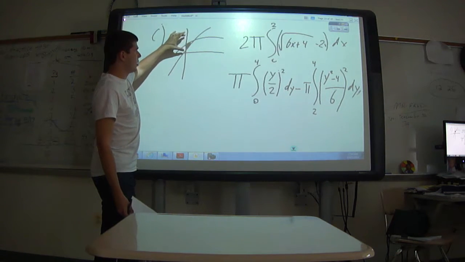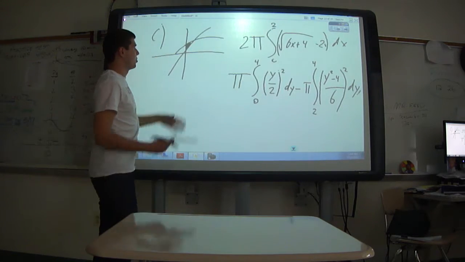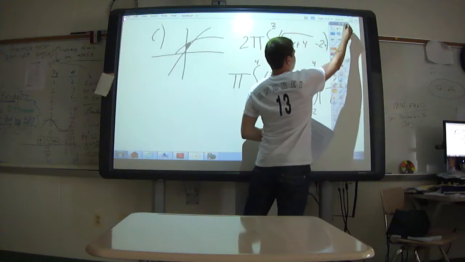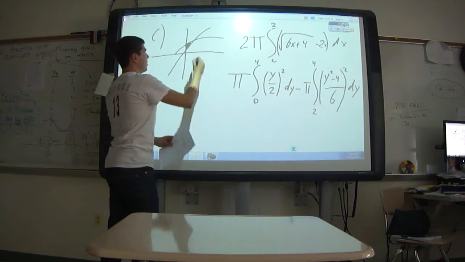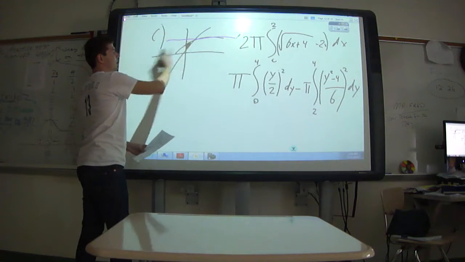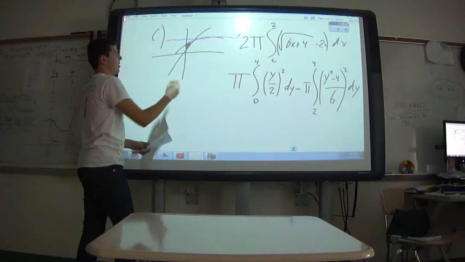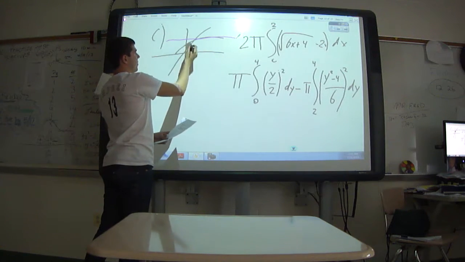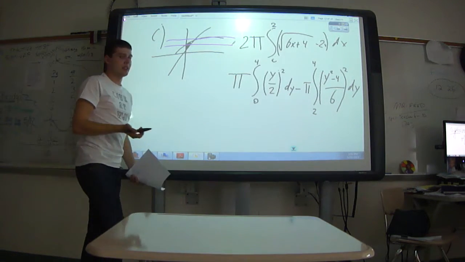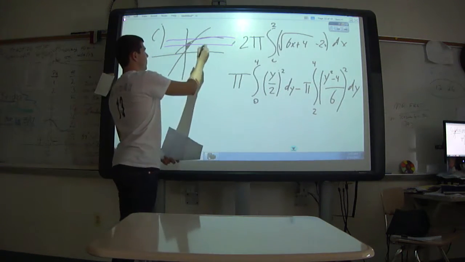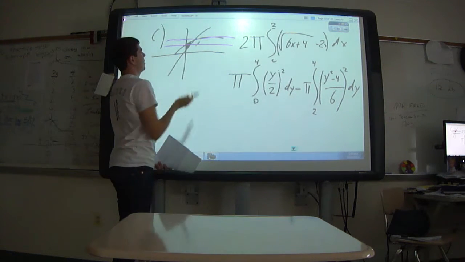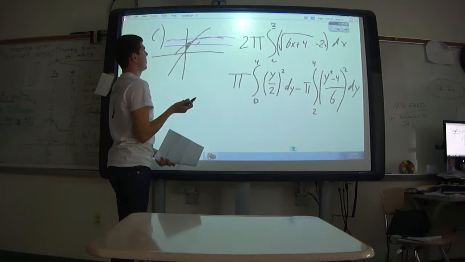So you're taking the whole one from 0 to 4, which would give you, let's see if I can do this with a vivid color. Hopefully this will show up on the video. You're taking this, 0 to 4, and you're revolving it, and then you're subtracting from that this. That's a really bad picture, I'm not going to lie.